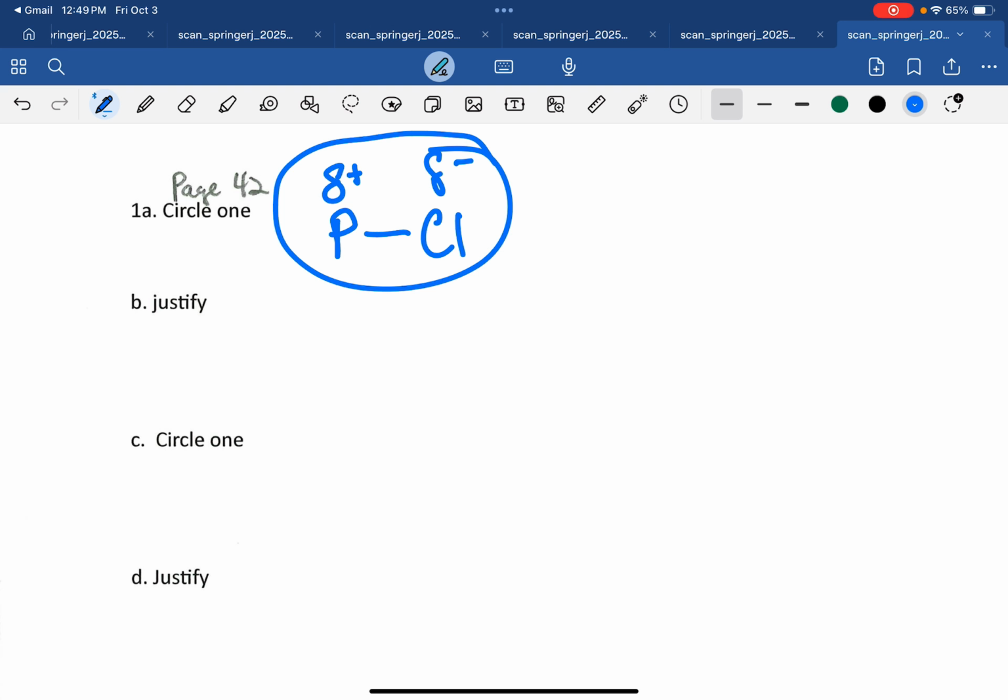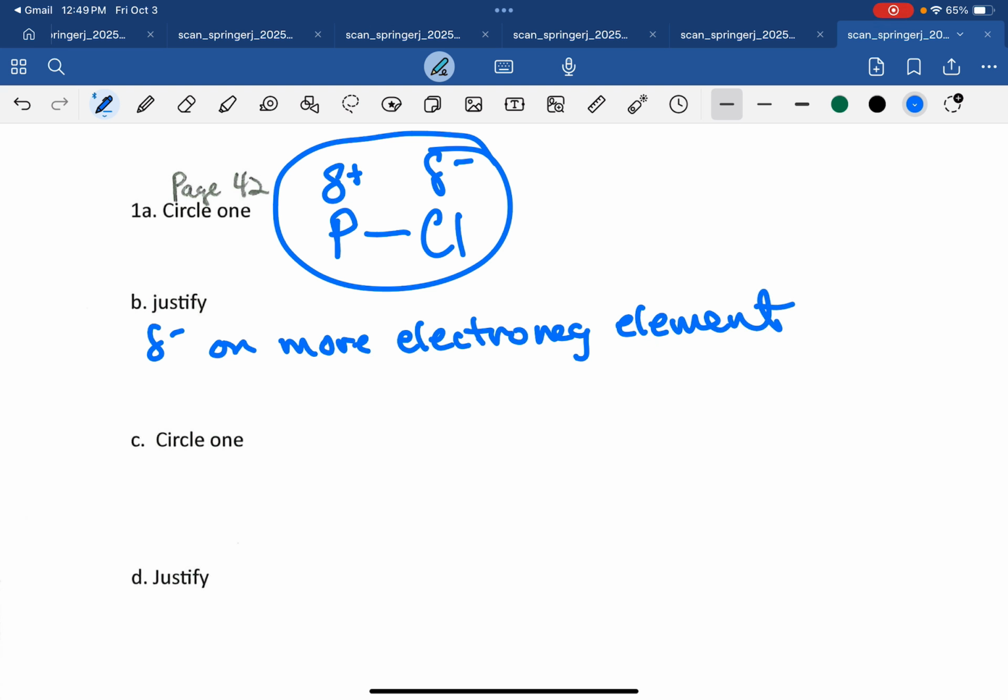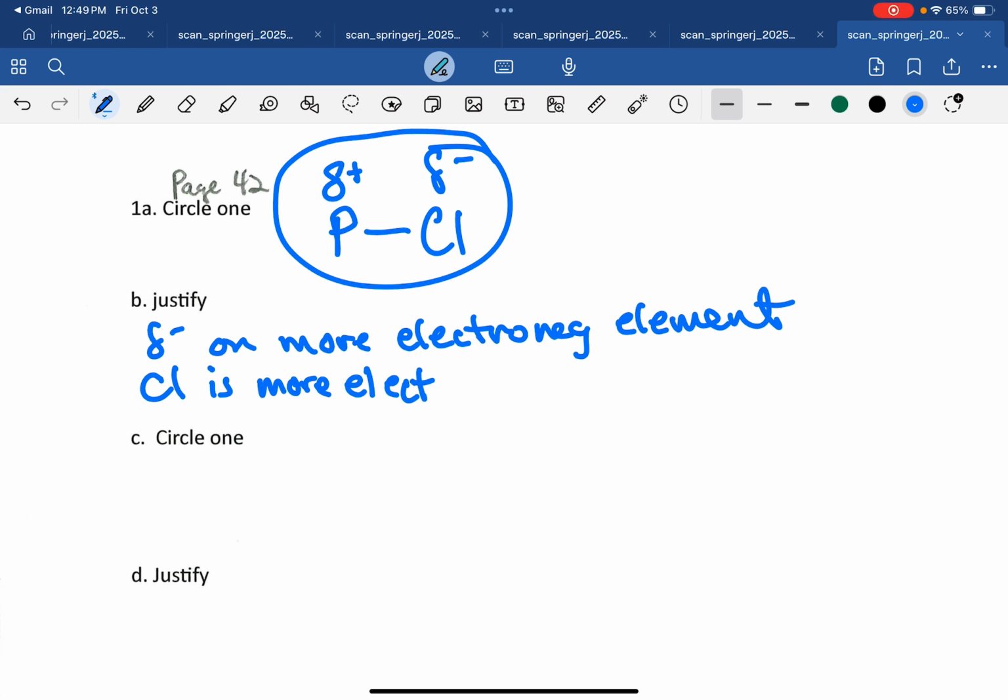We have to justify that, and to justify we say the partial negative on the more electronegative element, chlorine. We can use the periodic trends on this. Chlorine is more electronegative because it's farther to the right.